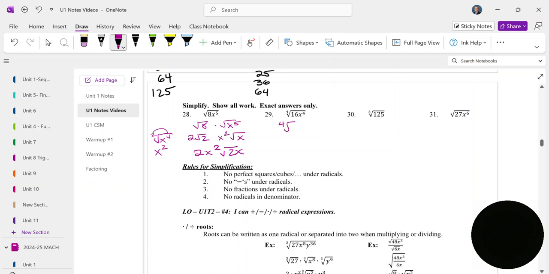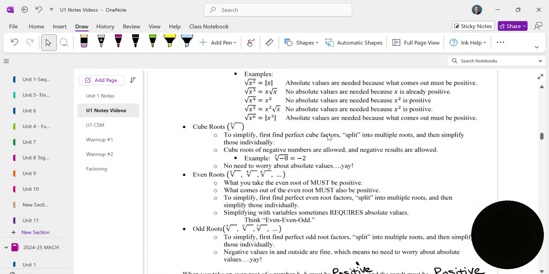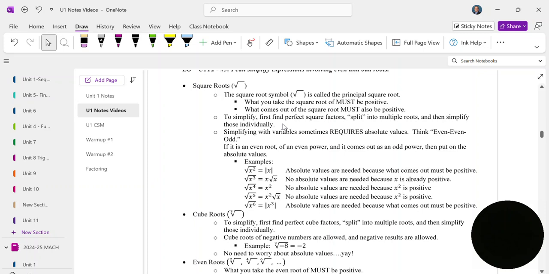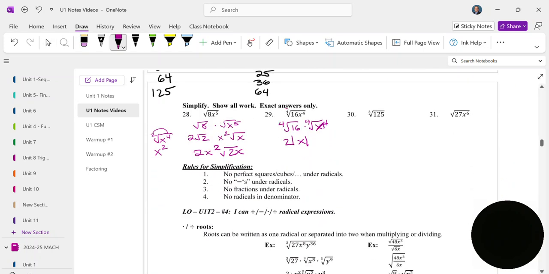Here, the fourth root of 16 times the fourth root of x to the fourth. Well, the fourth root of 16 is 2. And then 4 goes into 4 once, so it's x. Now, there is a rule when you deal with radicals that says if it's an even root of an even power and it comes out odd, then you got to put absolute value, and that's what happened here. You had an even root, even power, right? And it became an odd power, so therefore you put the absolute value.